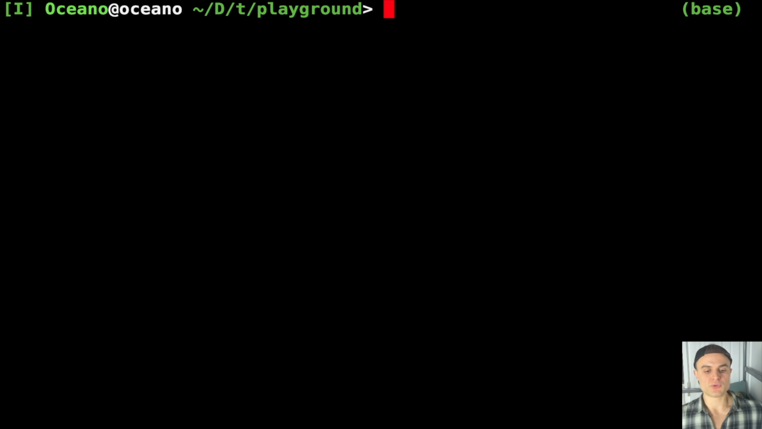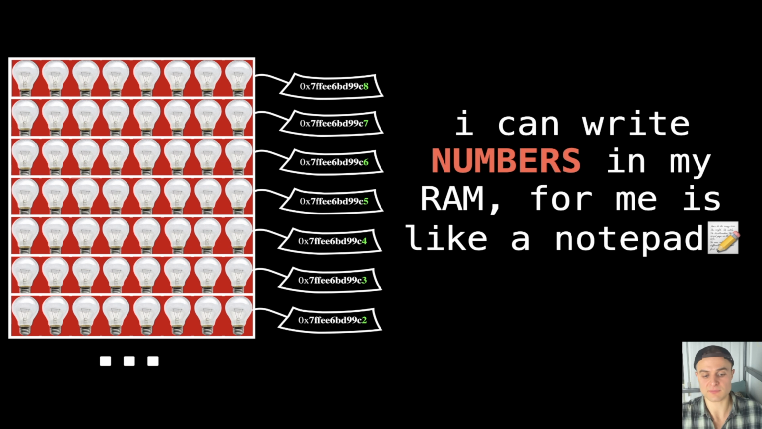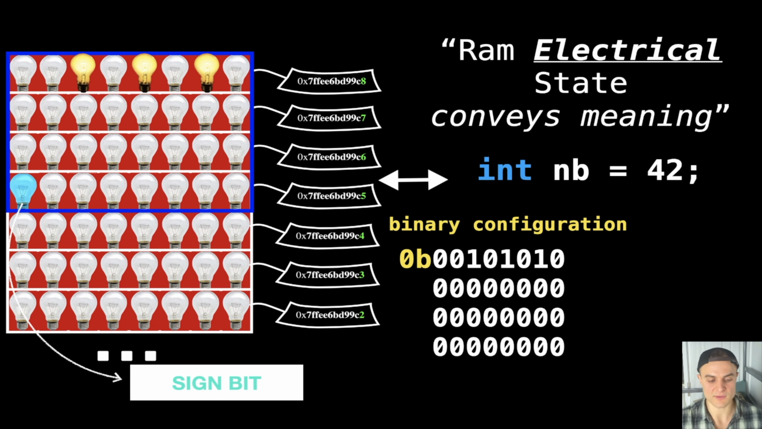Perfect. So what we really care about is the binary representation of numbers, because that's what is going to end up inside my RAM. Why? Well, I told you in the first video, my RAM is just a series of bytes. A byte is composed of 8 bits. 1 bit is just one little bulb that can be turned on and off. So on and off means 1 when on or 0 when off. I can write numbers exploiting the electrical state of these bulbs.